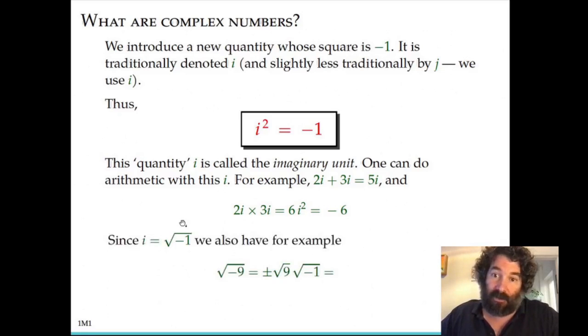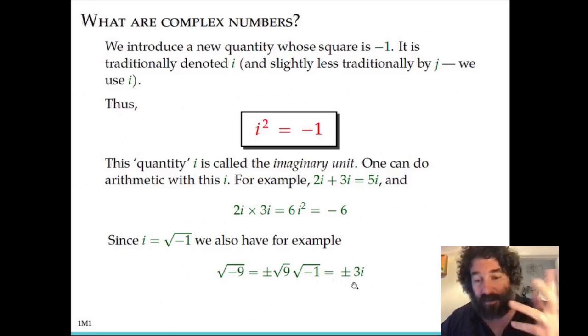Okay, so i is a square root of -1. And so we can take square roots of other negative numbers. So the square root of -9, for example, could be either plus or minus. When we take a square root, remember there's two square roots, really, the positive one and the negative one when we have real numbers. And so we take a square root, there's either plus or minus the square root of 9, and that's the real number, square root of 9, times i, the square root of -1. So this is plus or minus 3 times i, because 3 is the square root of 9.